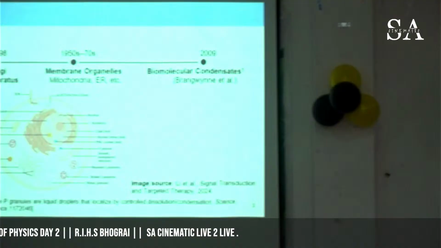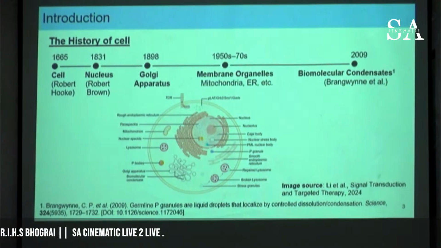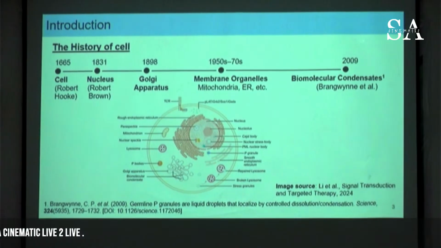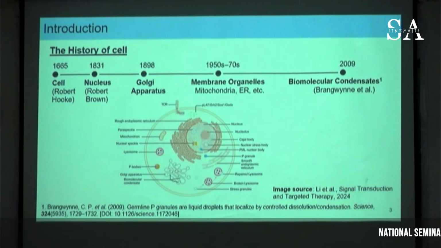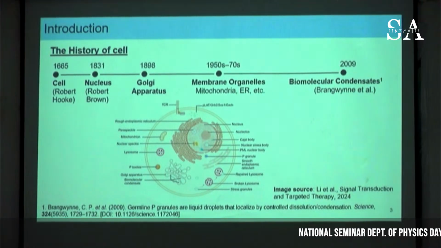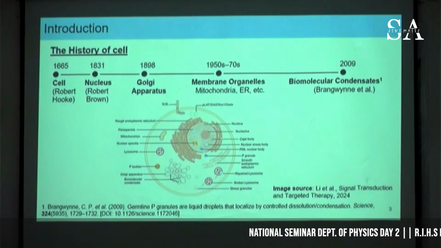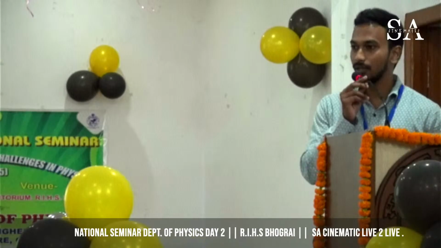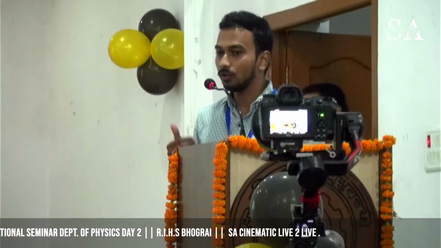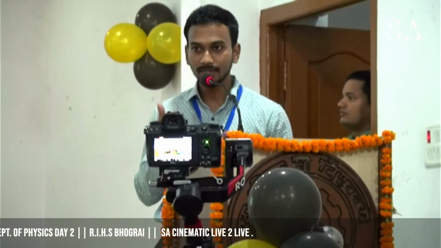Next. So, what is the story of the cell? We know that the cell was first discovered by Robert Hooke in 1665, and after that, with the development of the microscope, we discovered many other things about the cell, like the nucleus and other membrane-bounded organelles. But what happened in 2009? Something groundbreaking happened. For the first time we realized that cells can organize without membranes; it can organize itself.